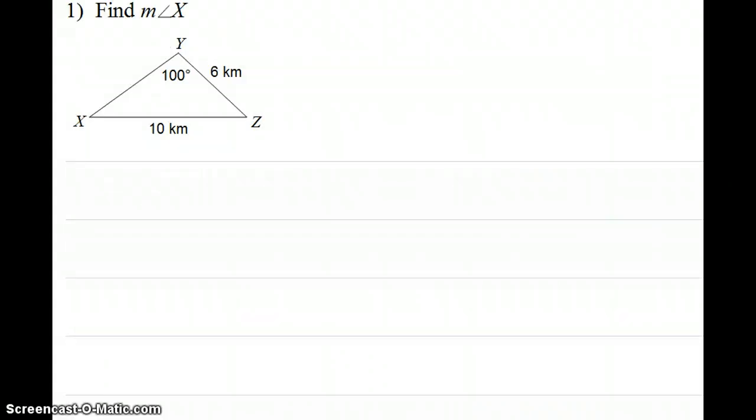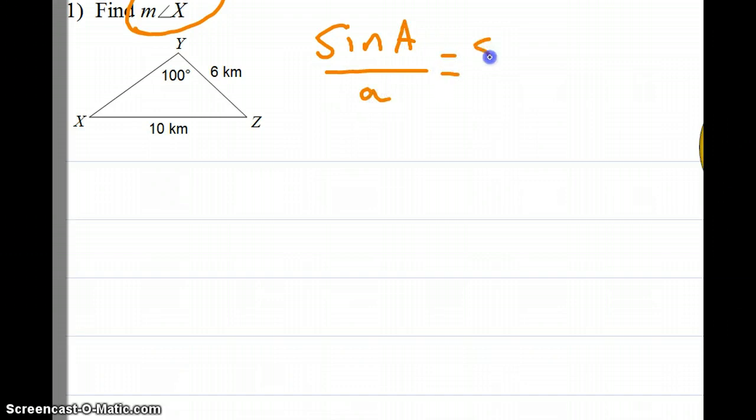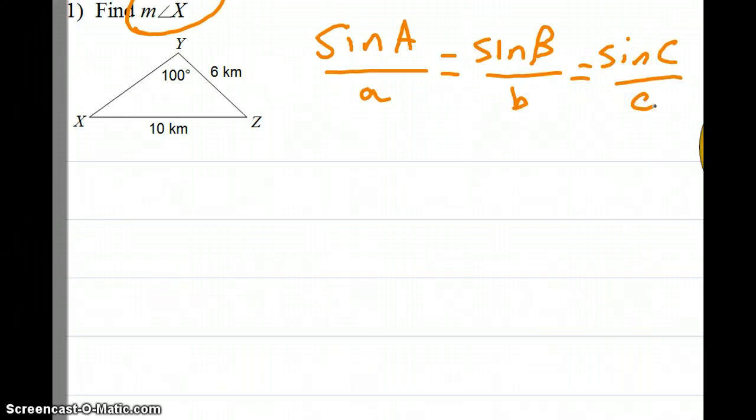So the first example that I'd like to use is an XYZ example, and notice that I've given you an angle and I've given you a couple sides. So we want to find the measurement of angle X. So remember what the law of sines says. The sine of an angle is proportional to its side. The side of another angle is proportional to its side. And if we're looking for an angle, we want to use the law of sines where the angle is in the numerator. So we want to find X.